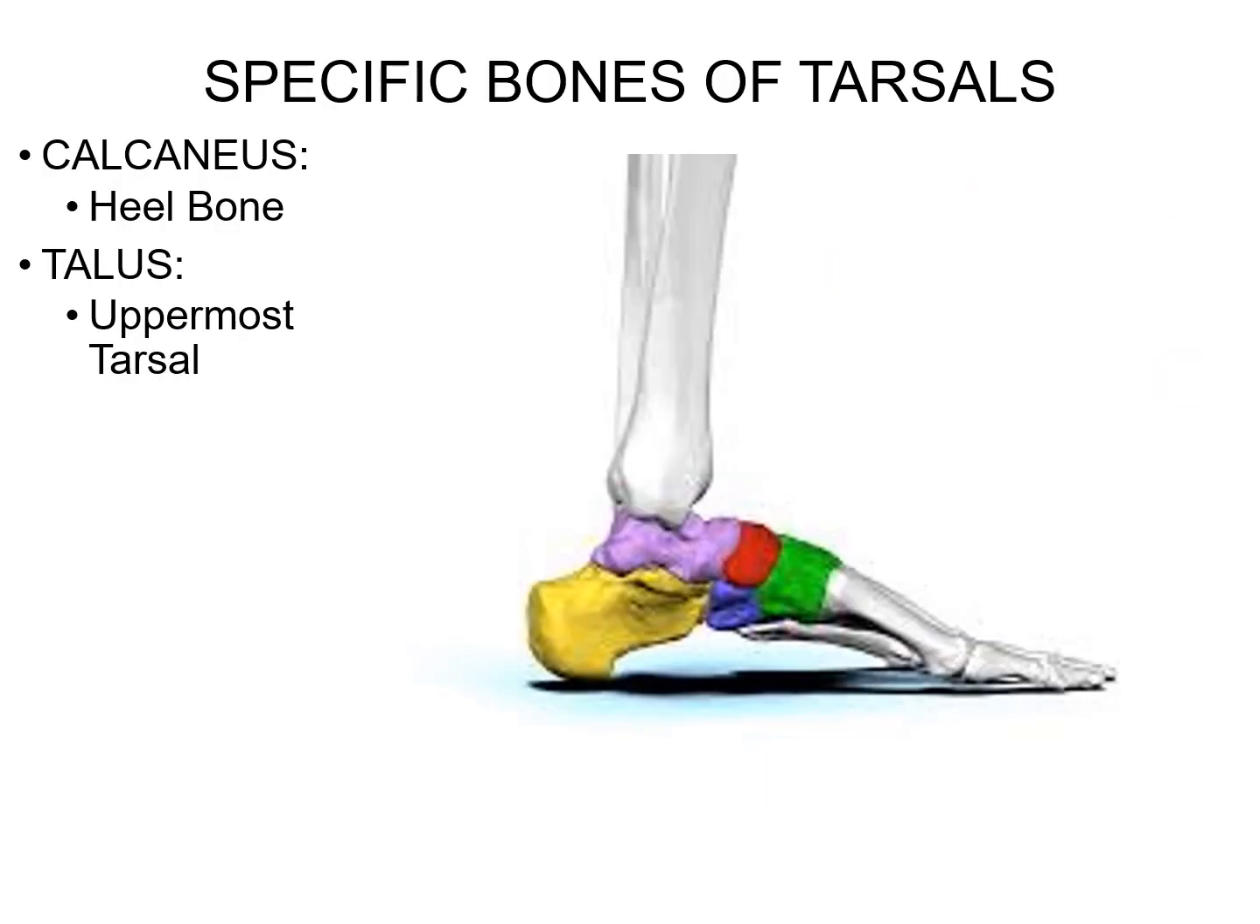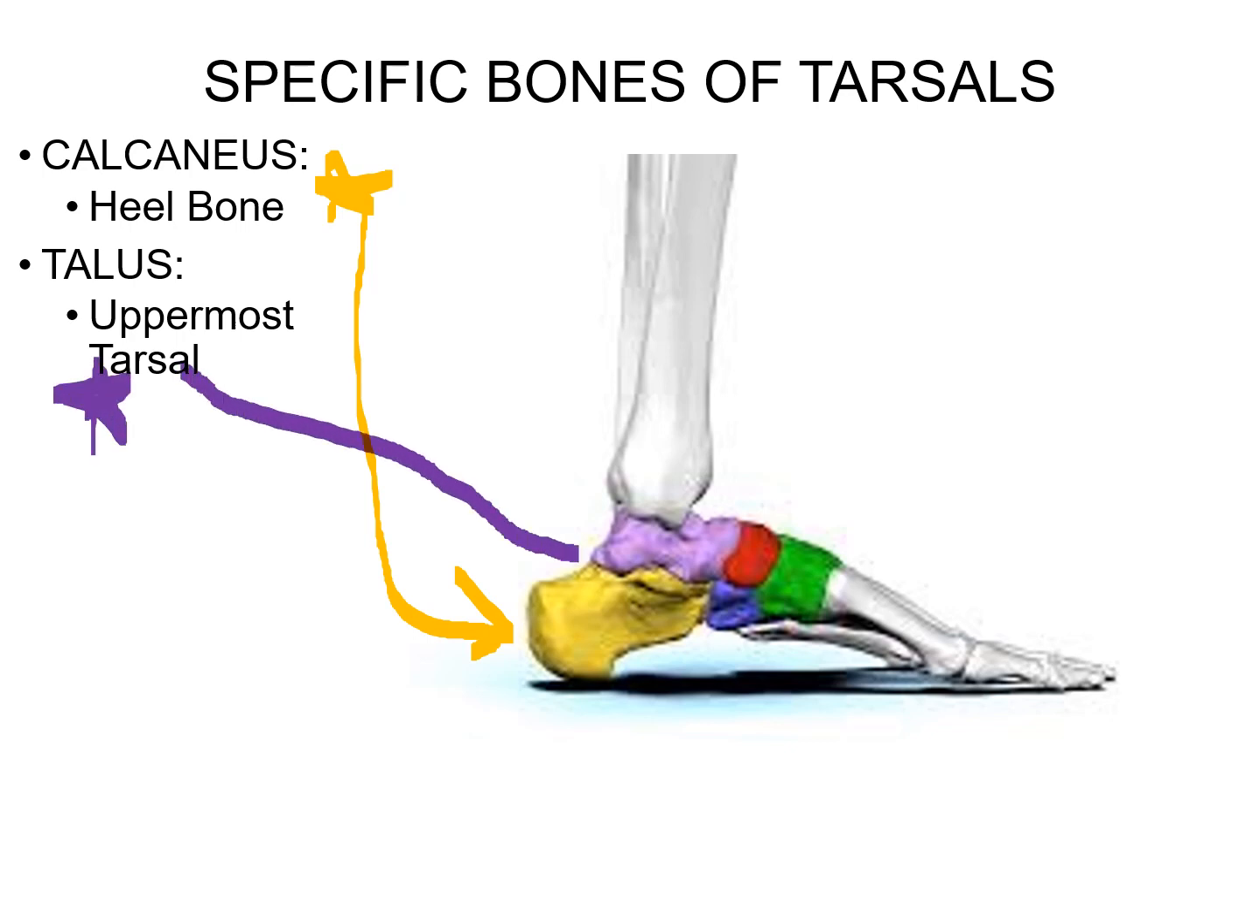So those 2 recognizable bones are the calcaneus and the talus bone. So the calcaneus is also known as your heel bone. That's the kind of gold yellowish bone in the picture. And the talus bone is what actually your tibia and fibula articulate with, this purple bone.